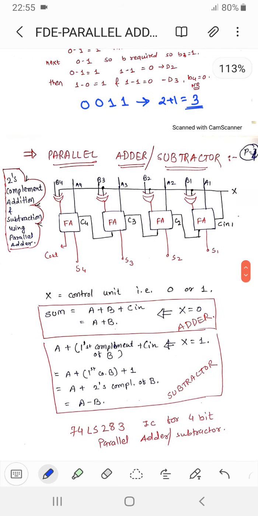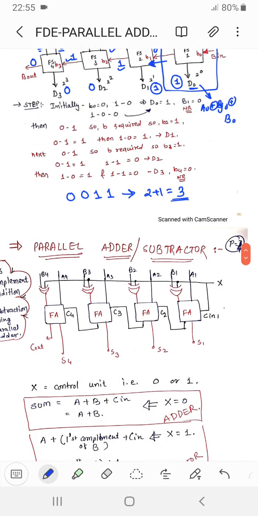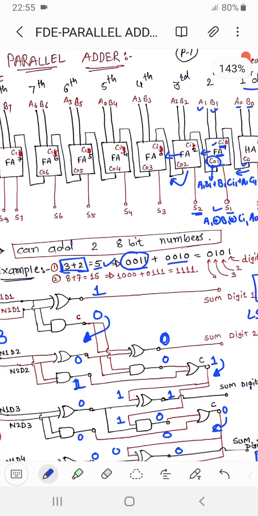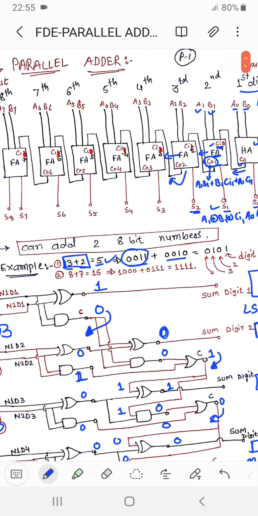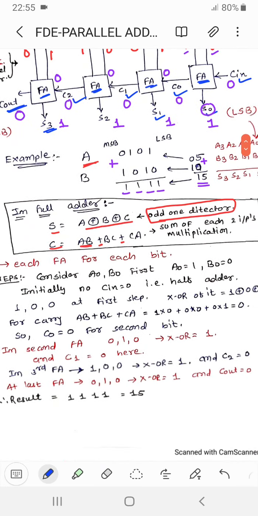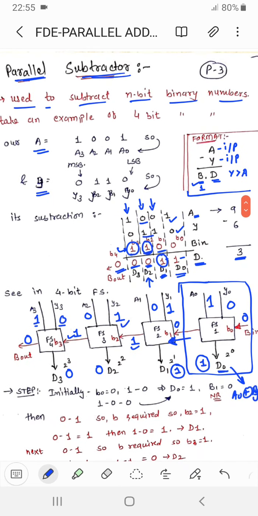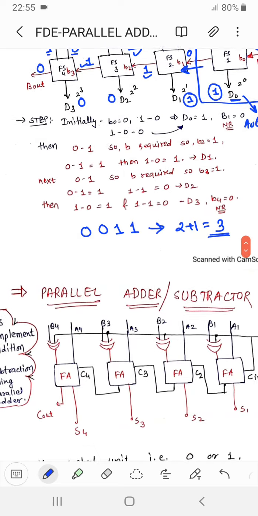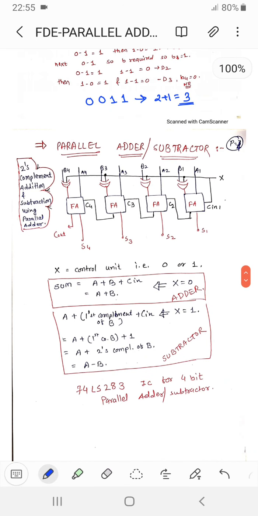Before this, we have already discussed the individual circuits: how the parallel adder works for addition, the n-bit parallel adder and its operation, and in the second phase the parallel subtractor and how it works. Now we are here with the parallel adder cum subtractor. Let me see the circuit first, then its steps of operation.